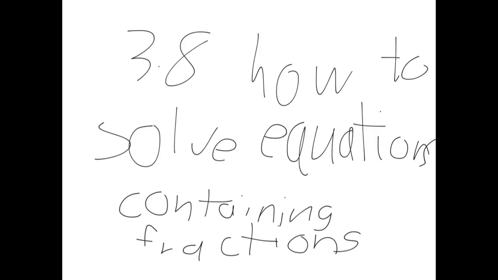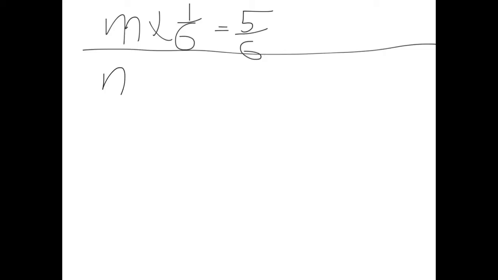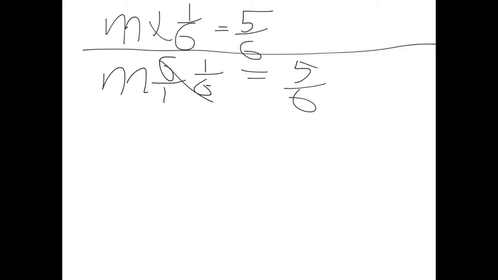3.8, how to solve equations containing fractions. For this problem, m times 1/6 equals 5/6. You have to figure out how to get rid of the 1/6, so then you know what m is. So what you do is you write the reciprocal for 1/6, which is 6 over 1, and then that cancels itself out. And whatever you do over here, you have to do over here. So then you write 6 over 1. 6 goes into 6. 6 cancels out 6. And then you get 5 over 1.